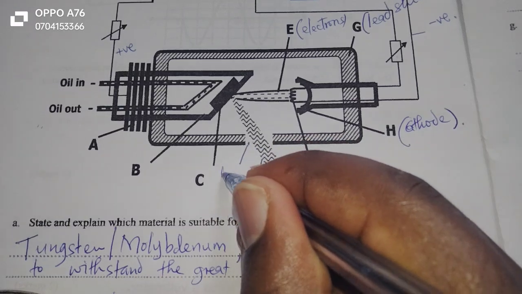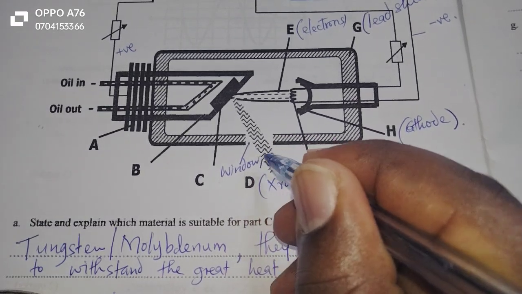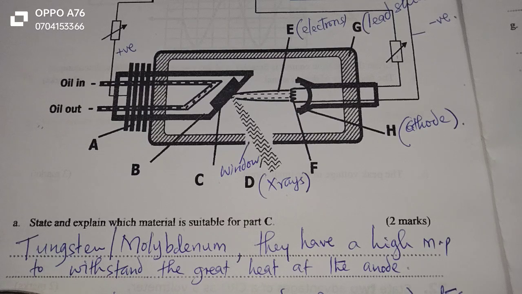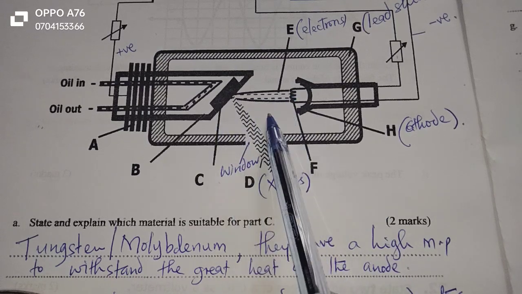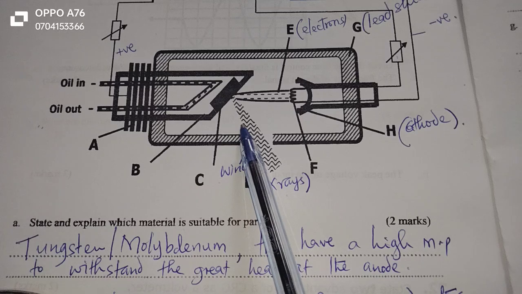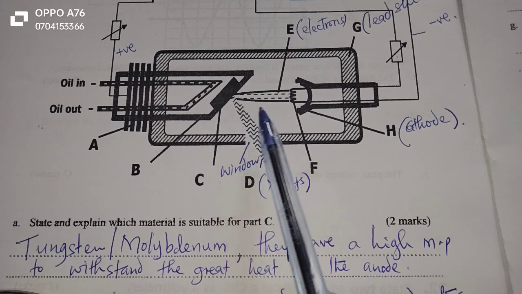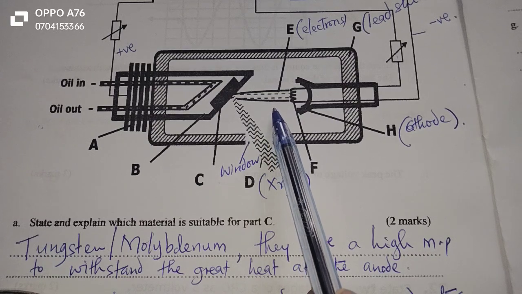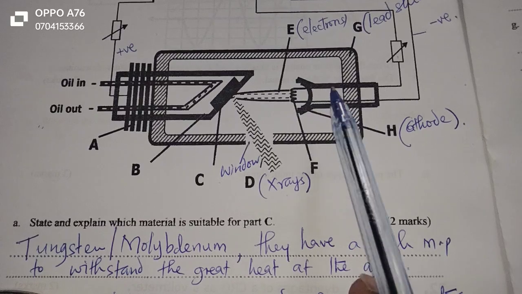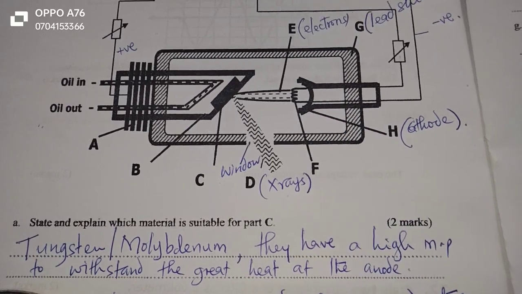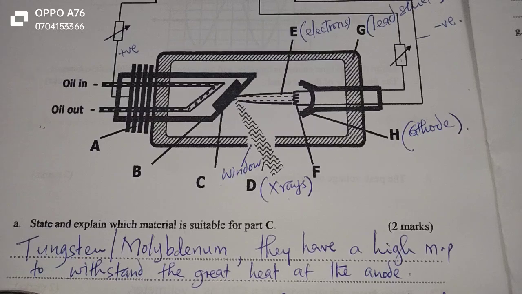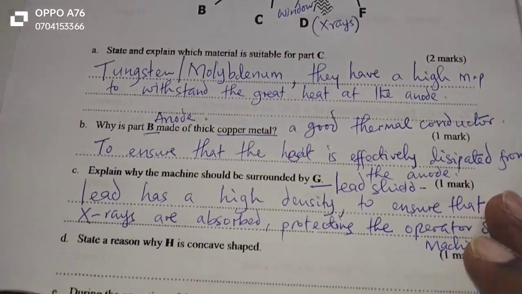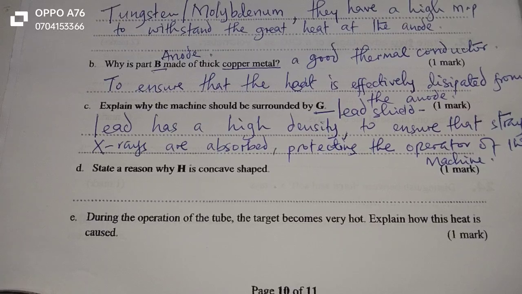This one is the window. So if X-rays are not directly going through the window, it means they are stray. They are going to undesired angles. And those X-rays going to undesired angles, since they are harmful to the human skin or to the human body, to the body cells, then they have to be taken care of. And that is why we have a lead shielding to absorb them. A different material with a lesser density will allow their penetration and it will cause damage to the operator of the machine.